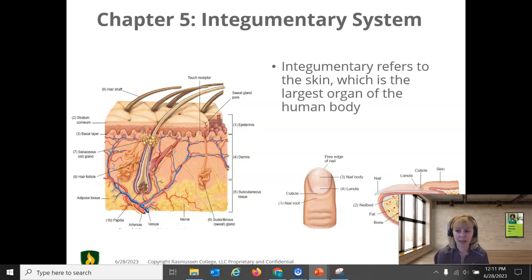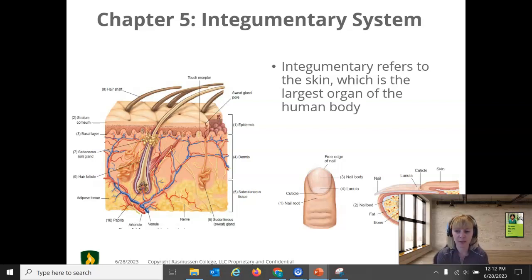Hair is found on nearly all parts of the body except for the lips, nipples, palms of the hand, soles of the feet, and parts of the external genitalia. The visible part of the hair is called the hair shaft, and the part that is embedded in the dermis layer is called the root.